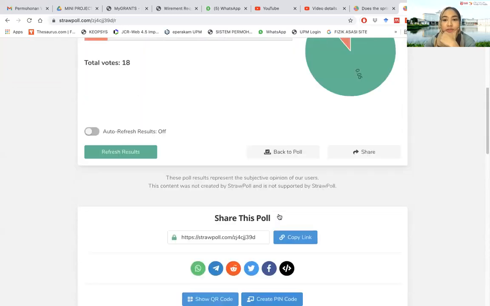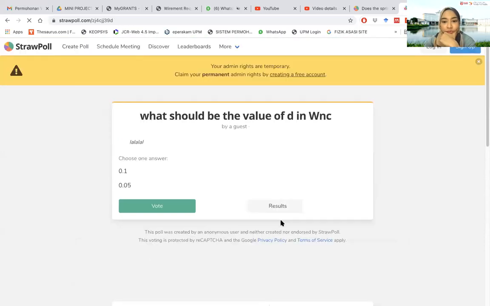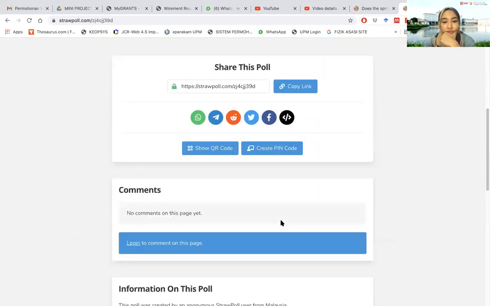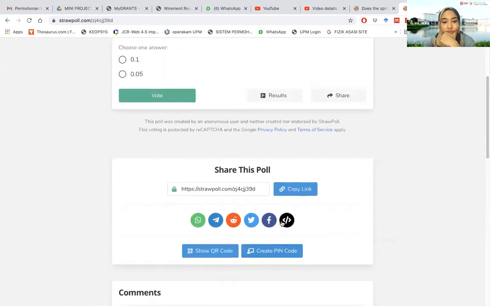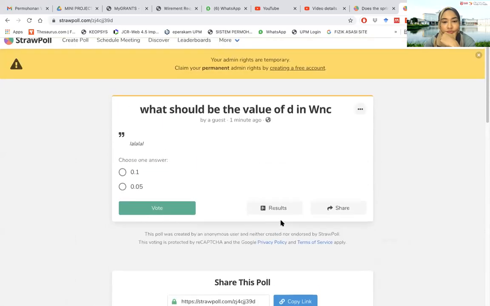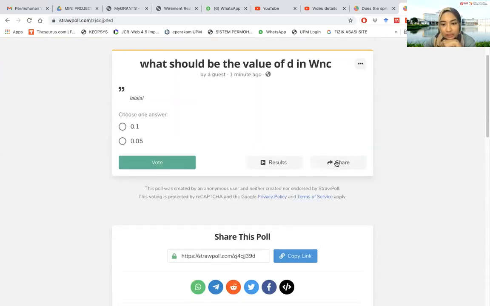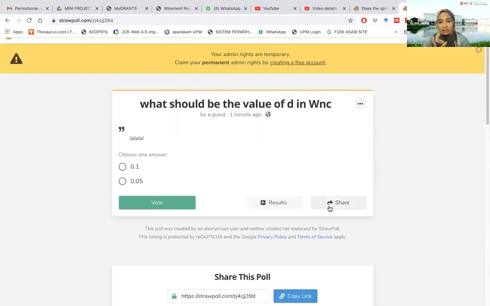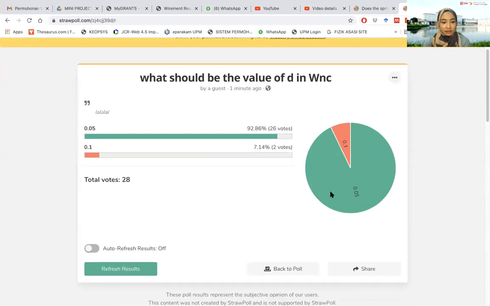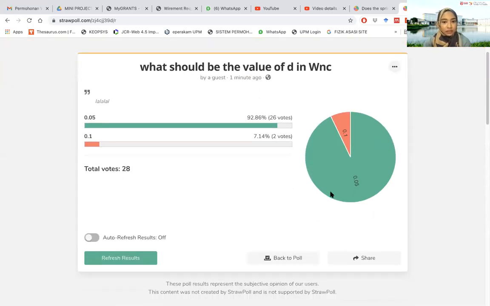Saya tadi tengok siapa yang jawab. Back to poll. Oh, korang as guest. Okay, never mind. Oh, ni anonymous. Oh, sukalah kalau anonymous ni. Okay, fine. So, 2 vote je untuk 0.1. Sian dia.